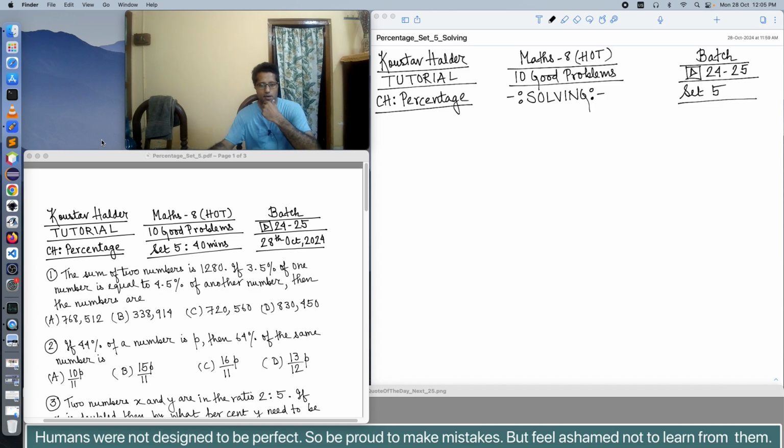So as usual, always try to solve the 10 good problems yourself first. Only when you are stuck, you refer to the solution video to see the solution and the approach applied to solve each problem. So after solving a problem, I will pause for a few seconds so that you can take a screenshot of the solution if you think it will help you. So let's start solving the problems.